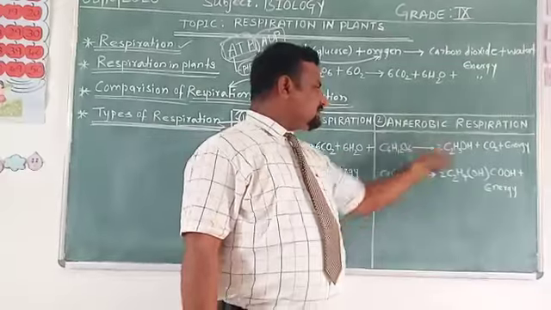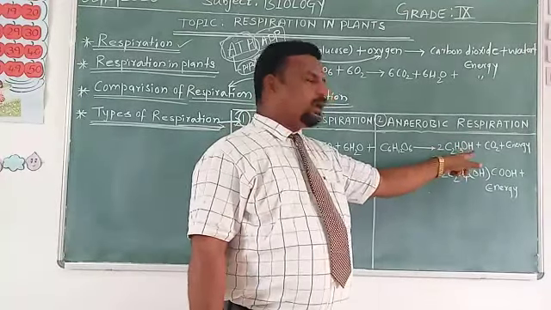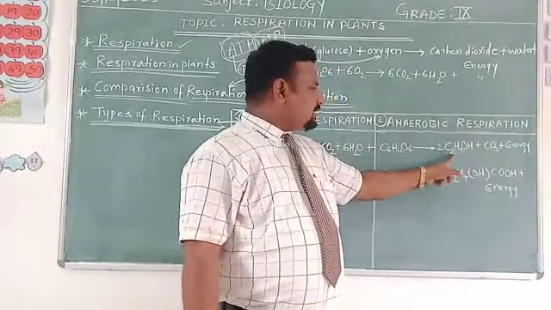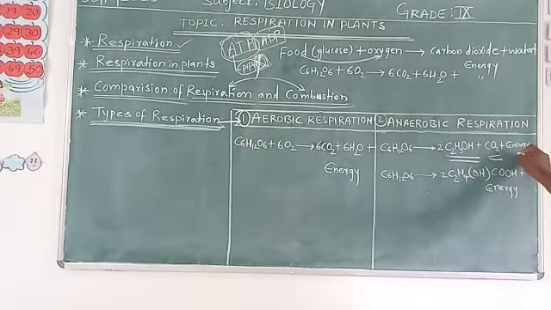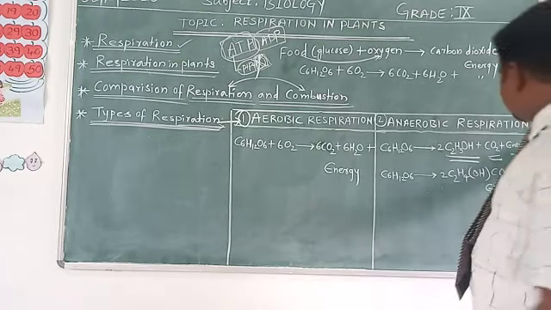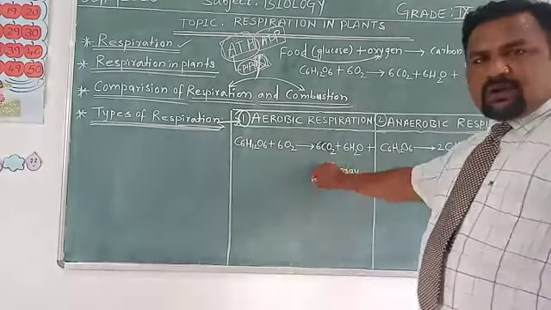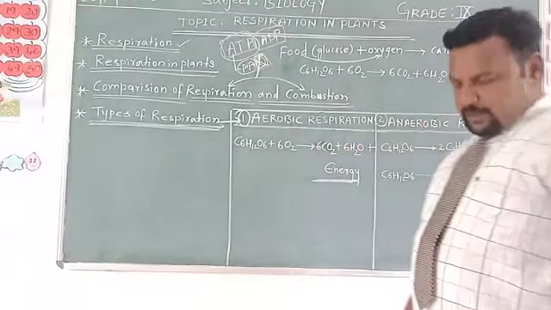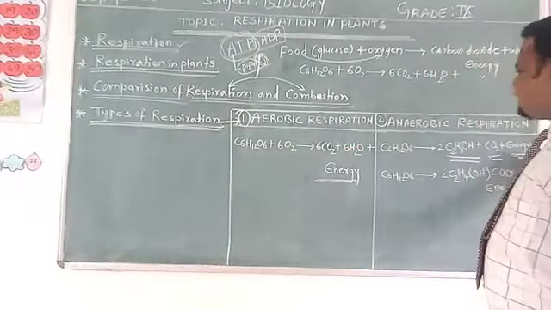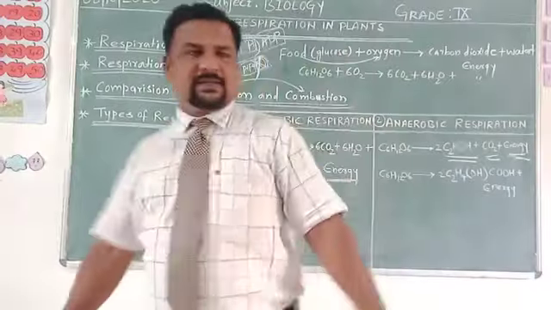So directly this is converted into ethyl alcohol. What is this? C2H5OH, alcohol, and carbon dioxide plus less energy. Energy is very less here. Here the amount of energy produced as a result of aerobic respiration is more. The amount of energy produced as a result of anaerobic respiration is less.